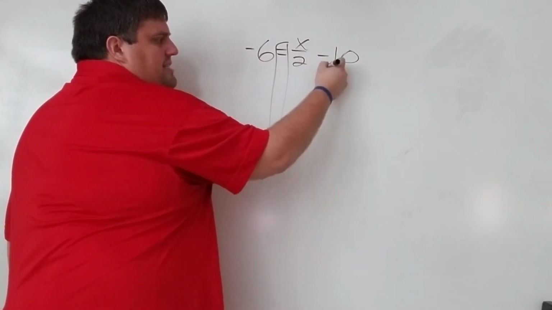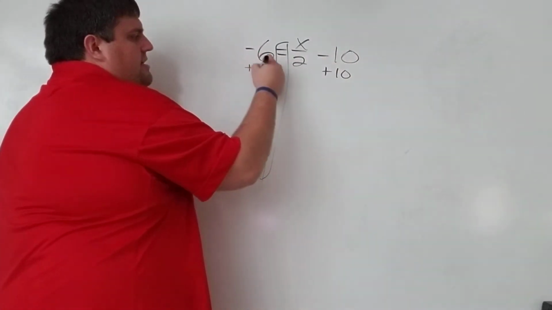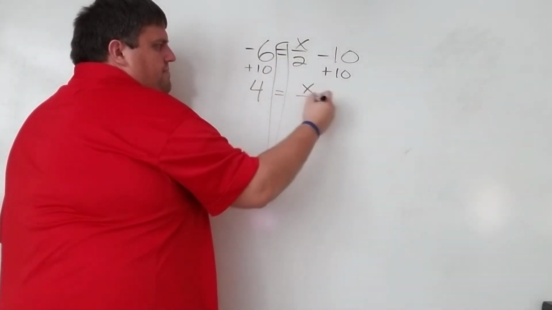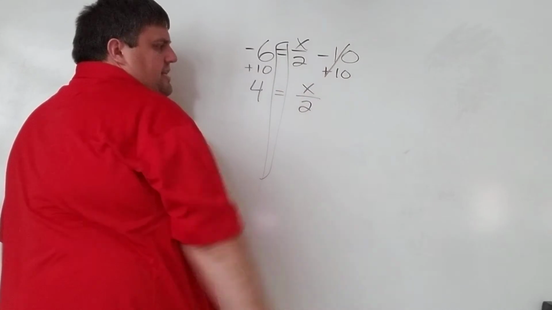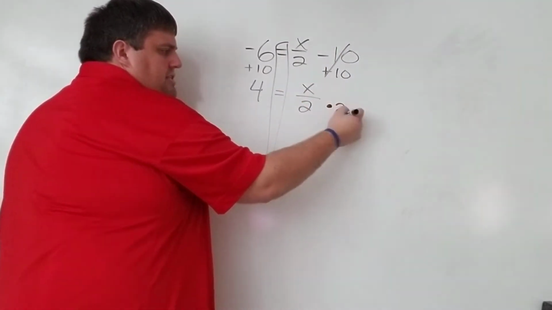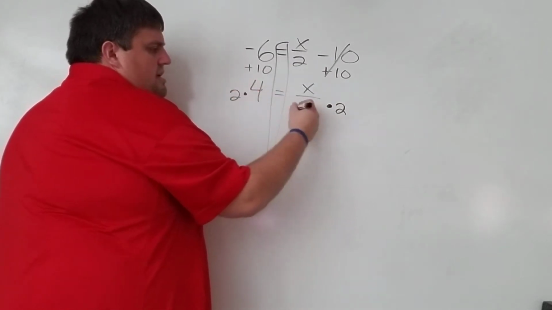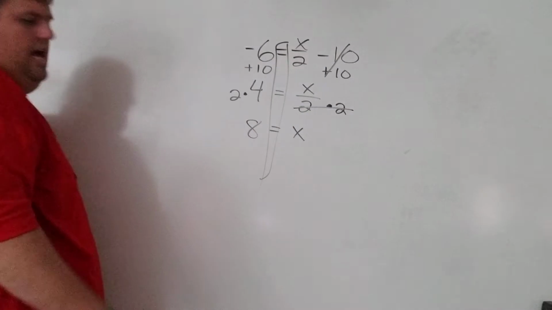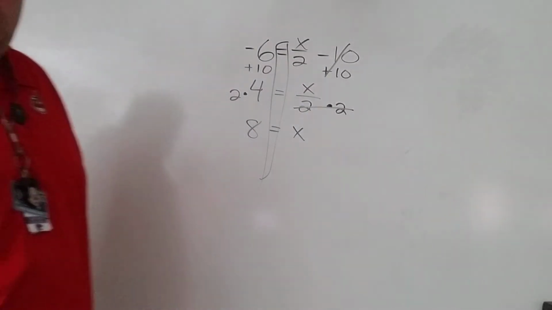To get rid of minus 10, I'm going to add 10 to both sides. -6 plus 10 is going to give me 4. And those are going to cancel out. And then we got to get rid of divide by 2. So I'm going to need to multiply by 2 on both sides. Those will cancel out. And x is by itself, and x is just going to give me 8.